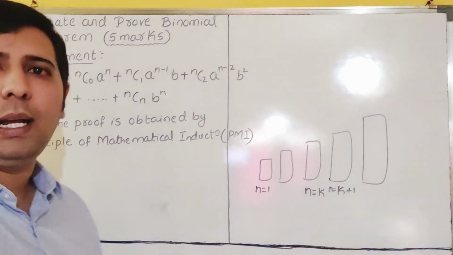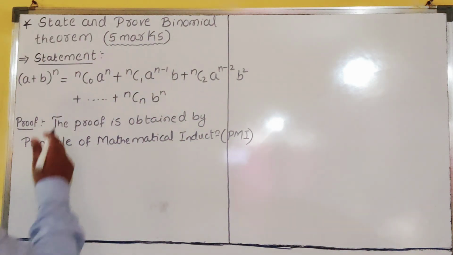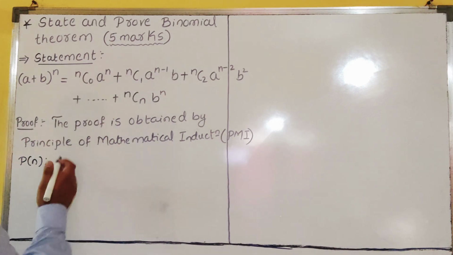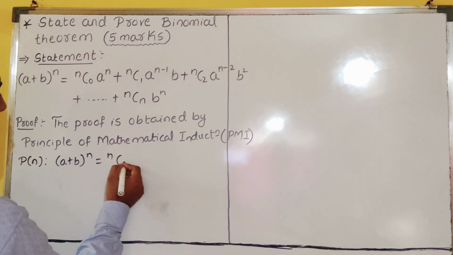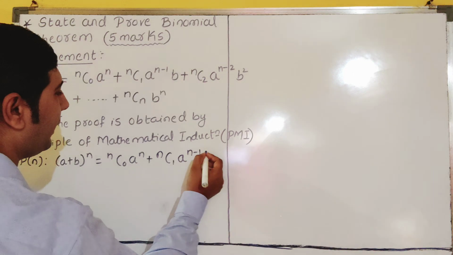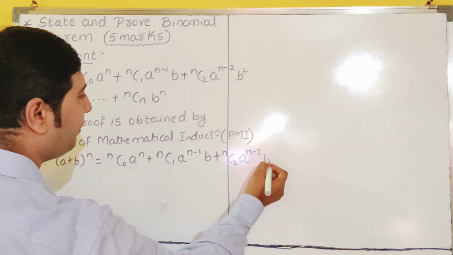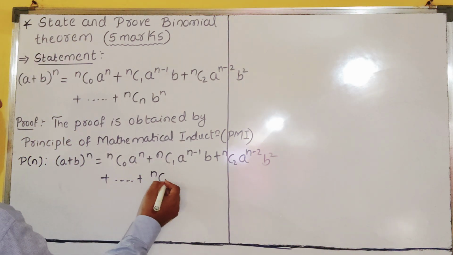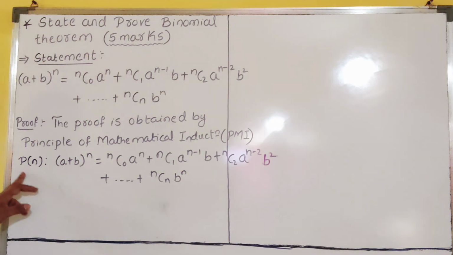This is not required. I will pause the video. Let's continue the proof, dear students. So first we will give a name for this. P of n statement ಗೆ ಒಂದು ಹೆಸರು ಕೊಡೋಣ. P of n: (a plus b) raised to n is equal to nC0 a raised to n plus nC1 a raised to n minus 1 into b plus nC2 a raised to n minus 2 b square, and so on up to nCn b raised to n. So this is the name we have given, dear students: P of n.